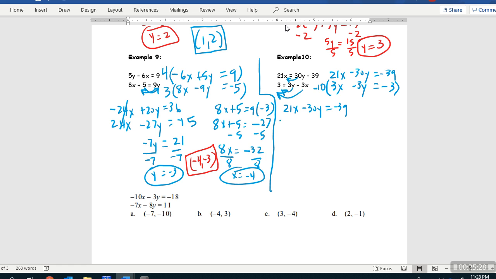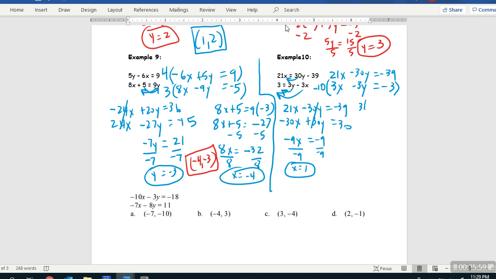The bottom row becomes negative 30x plus 30y equals 30. So when we add, here we get negative 9x. The y terms are eliminated. Here we get negative 9. And you can see that x is going to equal 1. x equals 1. And I'm going to go ahead and plug that into my changed up bottom equation here.